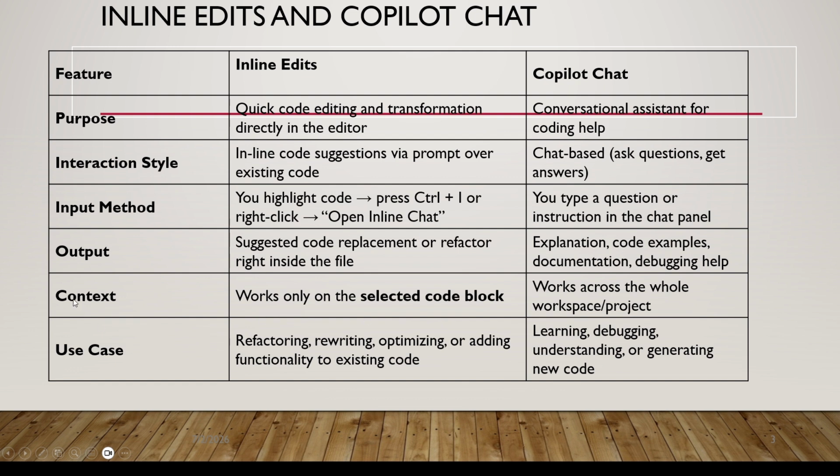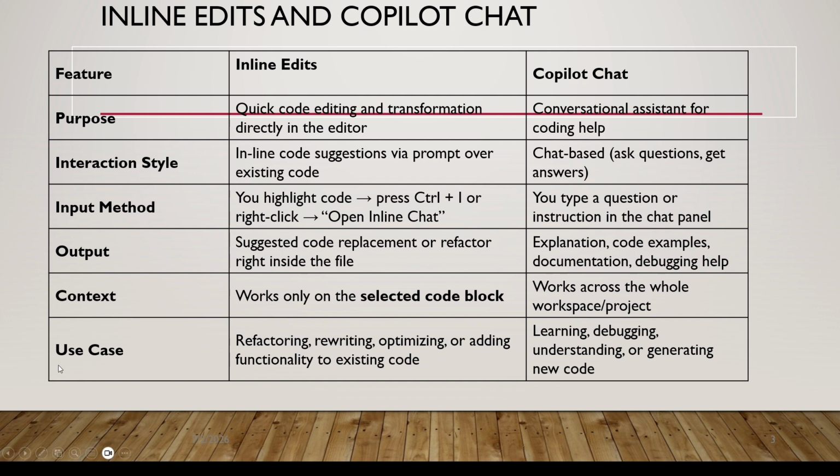The context that inline edit uses is the selected code. Whatever code I've selected, it takes as context and then provides a response based on that. Whereas in Copilot chat, it works across the whole workspace or project. So it's not tied to one single file; it can take multiple files into consideration.